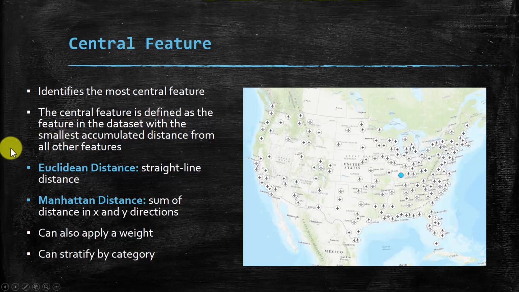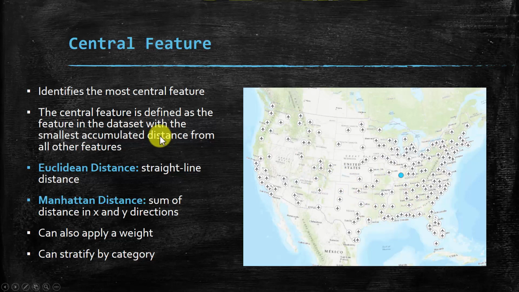So for example, here we have airports that are above a certain size, and this airport here was selected as the center airport in the data set, which means that it has the smallest accumulated distance from all the other airports mapped in this data set.